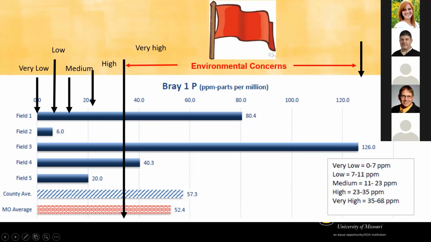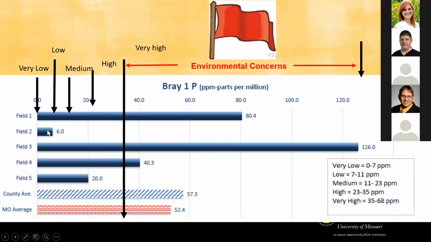And then I always like to show this one. This is the phosphorus because it's a chemical thing that we can all kind of relate to. And so here we have the scale at the lower right, very low as 0 to 7 parts per million, all the way up to 35 to 68 parts per million. And so I tried to break those out with arrows the best I could based on this scale.